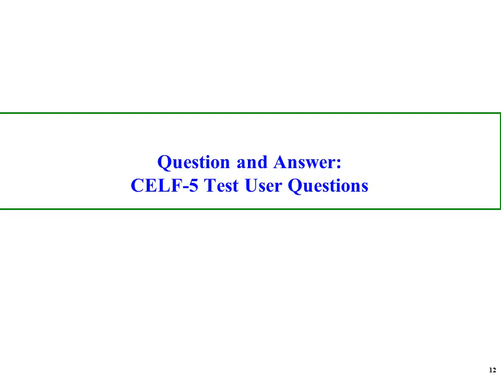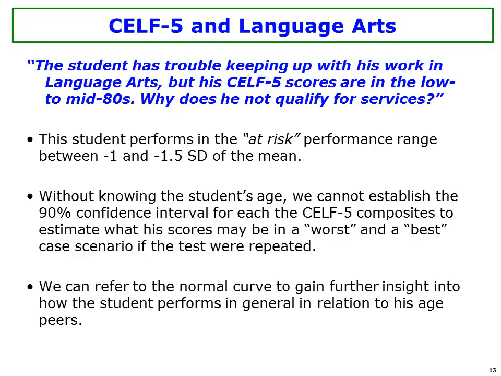Now let us address some of the specific questions and answers from the test. Here is one question that says, a student has trouble keeping up with his work in language arts, but his CELF-5 scores are in the low to mid-80s. Why does he not qualify for services? Well, from a clinical perspective, educational perspective, we should say that this student's performances are in the at-risk range. That range is between -1 and -1.5 standard deviations of the mean. Well, this is a student where basically consultation with the classroom teacher would seem to be immediately indicated.